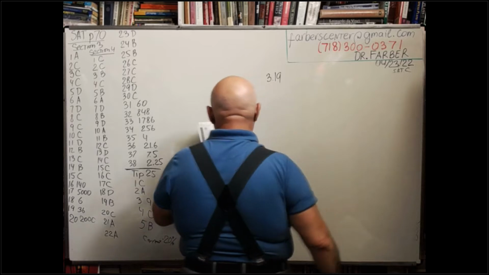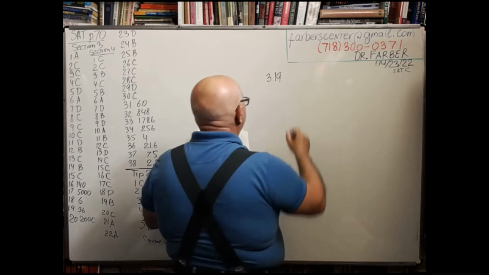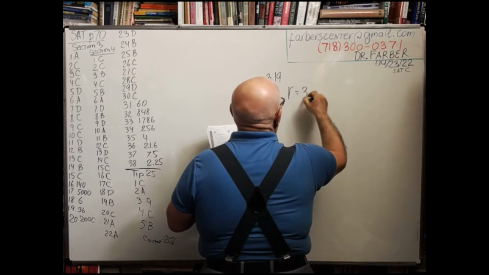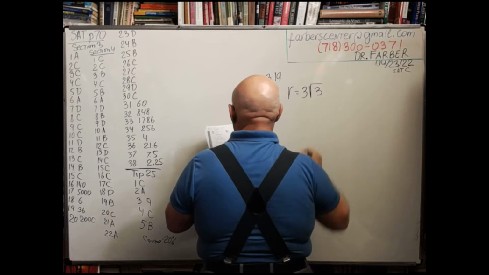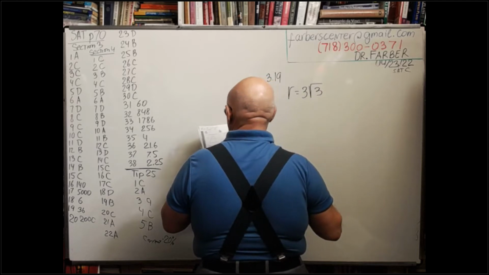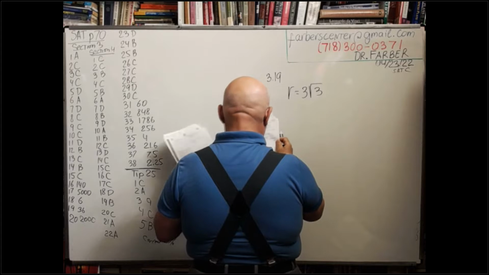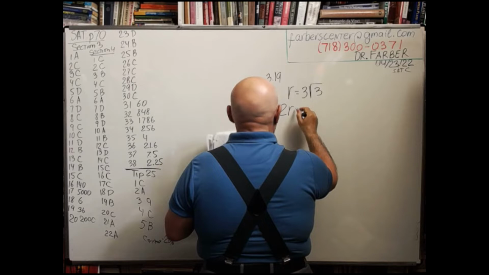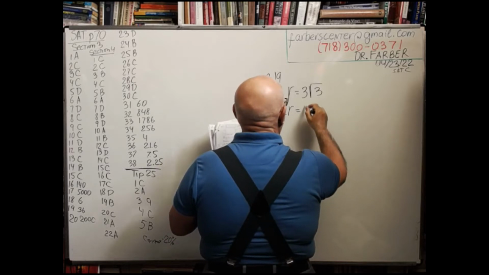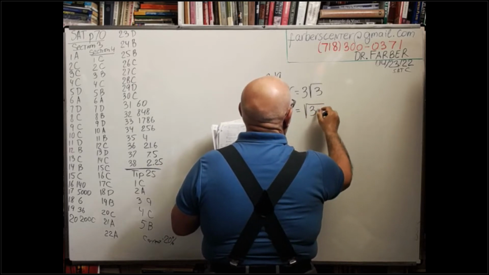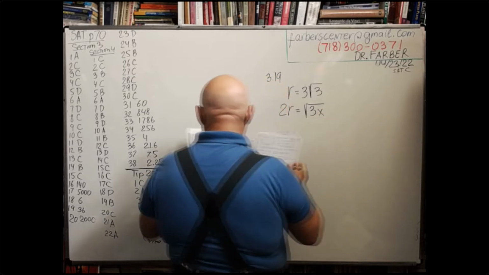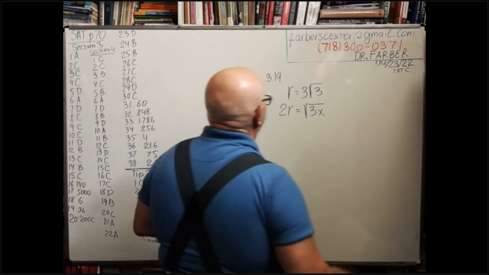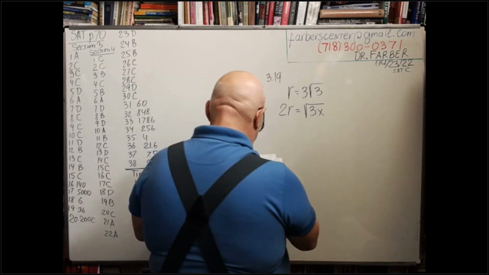P19, R equals 3 square root of 3. And 2R, if I wrote correctly, 2R equals square root of 3x. I would ask you to find what value of x? What is the value of x?